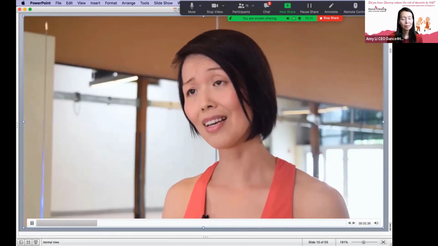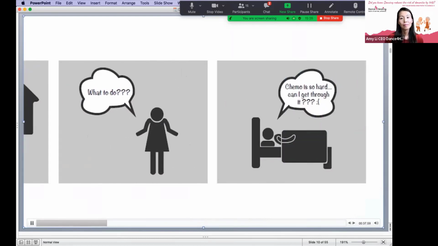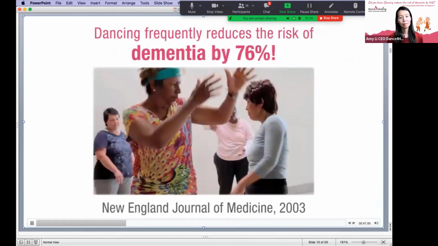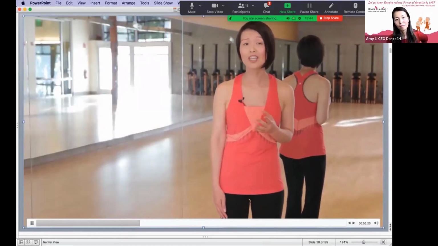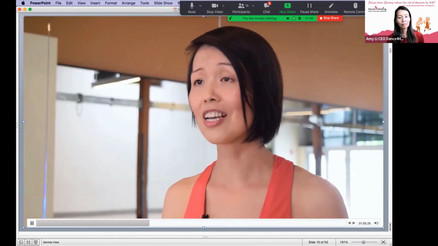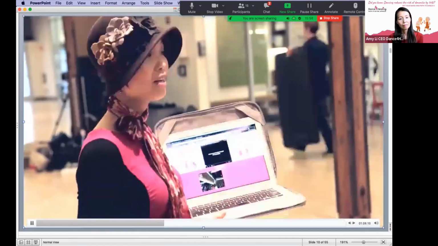When people get sick, they not only have physical fatigue, but also huge mental stress, which becomes a roadblock to help them heal better. Creative arts therapy improves quality of life for cancer patients by 50%, reducing pain by 59%. Dancing frequently will reduce the risk of dementia by 76%. It increases serotonin and oxytocin, and makes you feel more loved and trustful. This is crucial for patients who are going through the most difficult challenge in their life. Patients are also homebound and very easy to fall into depression. We specifically designed our virtual dance platform to address this problem.